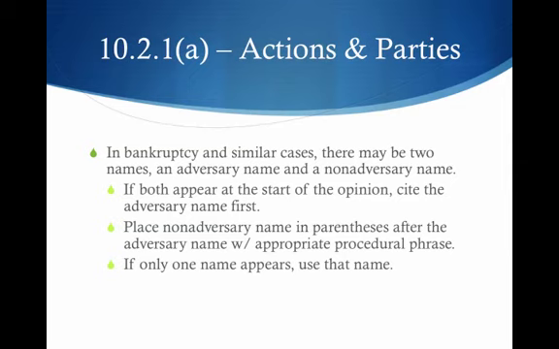Sometimes, in bankruptcy and child protection matters, as well as some kinds of marital dissolution cases, a case may have 2 names, an adversarial name and a non-adversarial name. These cases will be subcaptioned. If you have such a case where you have both an adversarial name and a non-adversarial name, you're going to cite the adversarial name first. The non-adversarial name will appear in parentheses after the adversarial name with the appropriate procedural phrase attached to the non-adversarial. If only one name appears in the case caption, use that name. Again, not all bankruptcy, not all child protection, and not all marital dissolution cases will be subcaptioned. This will vary from jurisdiction to jurisdiction.